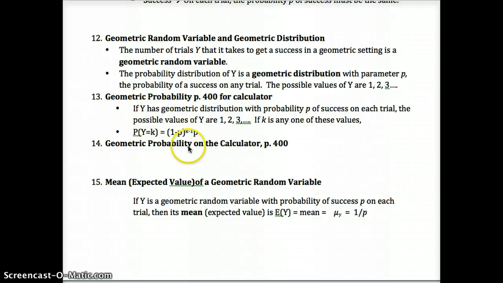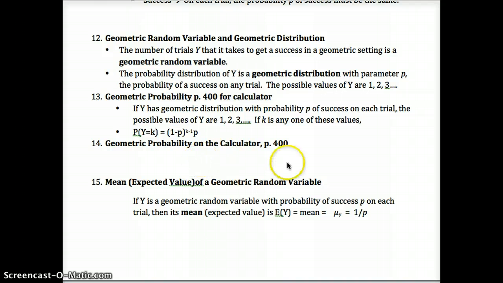Geometric probabilities on your calculator. There's geometric CDF and PDF, where CDF is a cumulative function, counting the combination of a variety of outcomes, adding them all up, and PDF for the probability that Y equals k. Here we have page 400, which you should check on how to use it with your calculator.